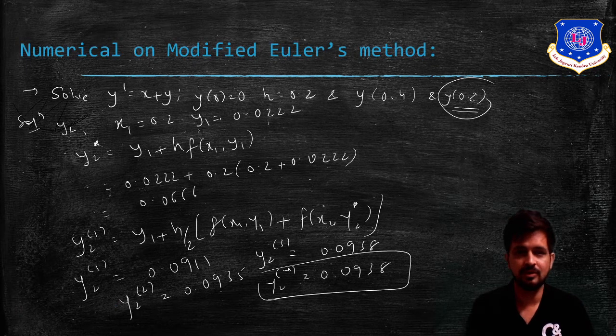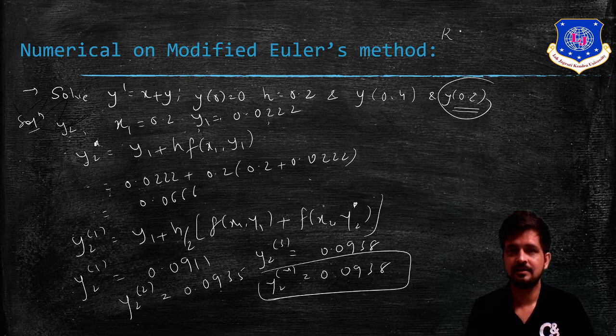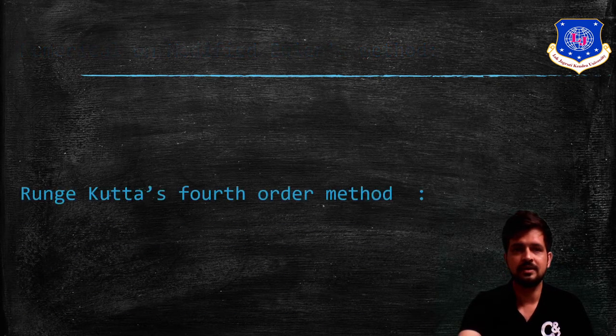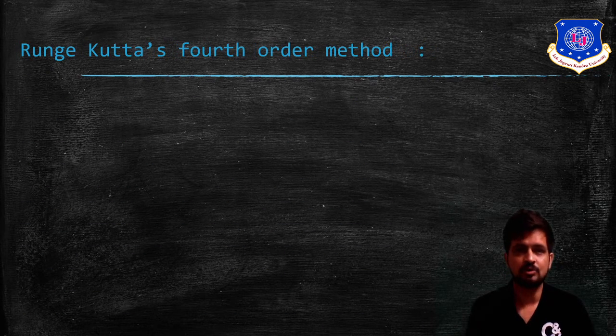One more thing about Euler's method. Euler's method is also known as the RK second order method. Euler's method is also known as what? The RK second order method. Okay. Now let us study the RK fourth order method, the Runge-Kutta fourth order method. We only have to remember the formulas.